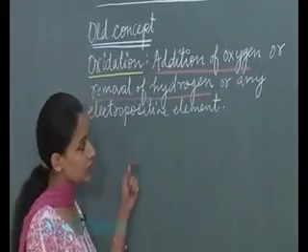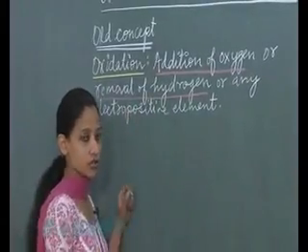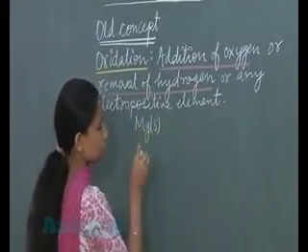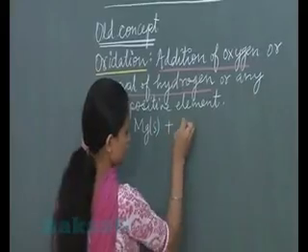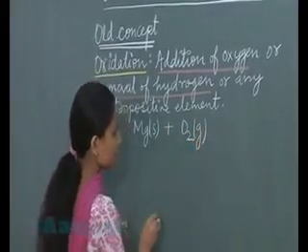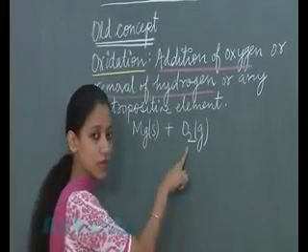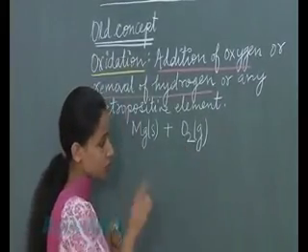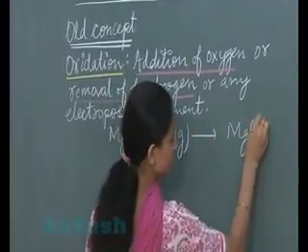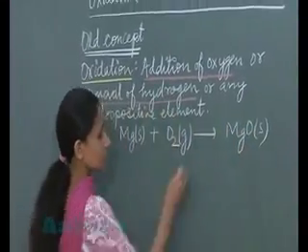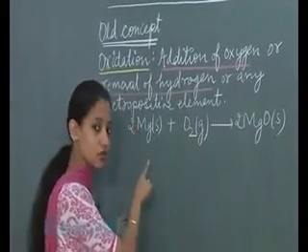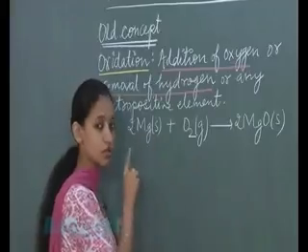Now students, let us see a reaction based on this concept. We know that magnesium burns in the presence of air. So that is the magnesium reaction with oxygen. Magnesium ribbon burns in the presence of oxygen to give you white colored powder, that is magnesium oxide. Now let us see whether this reaction is an oxidation reaction or not. Students, this reaction is categorized under the oxidation reaction.